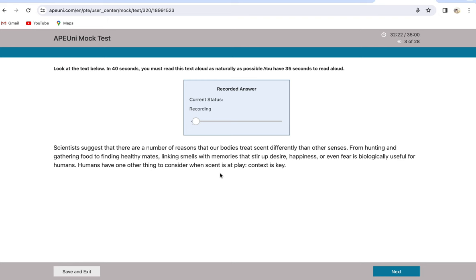Scientists suggest that there are a number of reasons that our bodies treat scent differently than other senses, from hunting and gathering food to finding healthy mates, linking smells with memories that stir up desire, happiness, or even fear is biologically useful for humans. Humans have one other thing to consider when scent is at play, context is key.